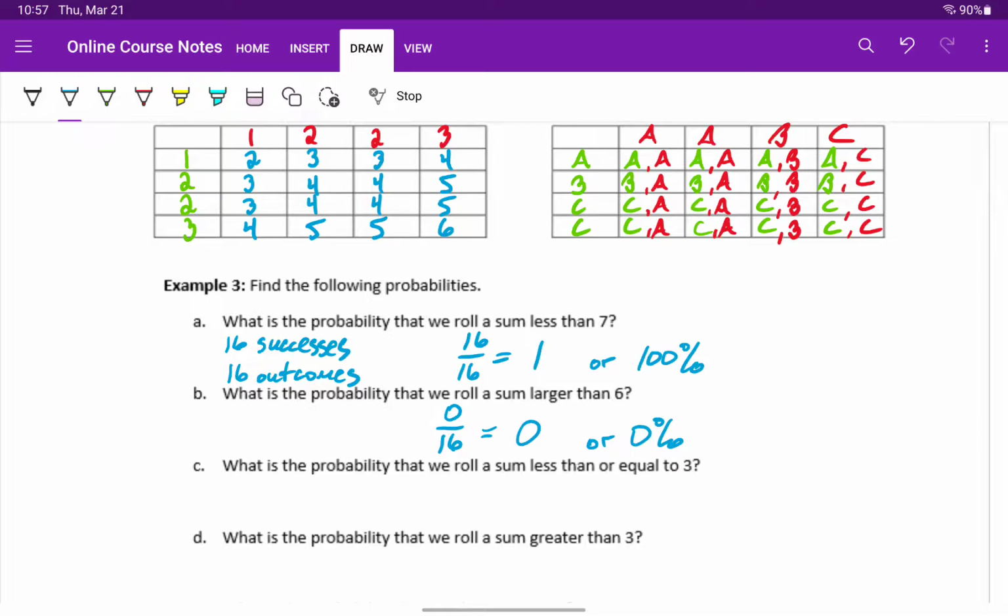In part C, we want to know what's the probability that we roll a sum less than or equal to 3. So we still have those same 16 outcomes. Now what we want to do is count up the number of successes, the number of ways we can get a sum that's less than or equal to 3. So anywhere we roll a 2 or a 3, we have 1, 2, 3, 4, 5 cases where we roll a 2 or a 3. So our probability would be 5 over 16 or 0.3125.